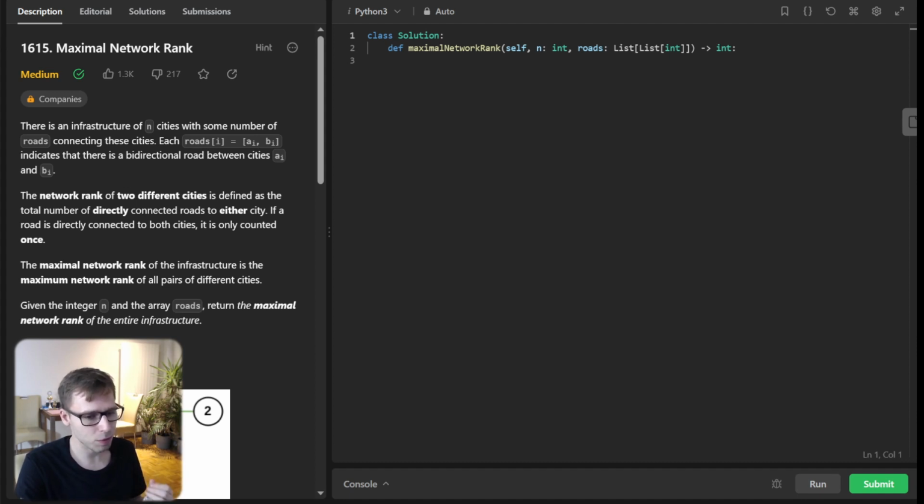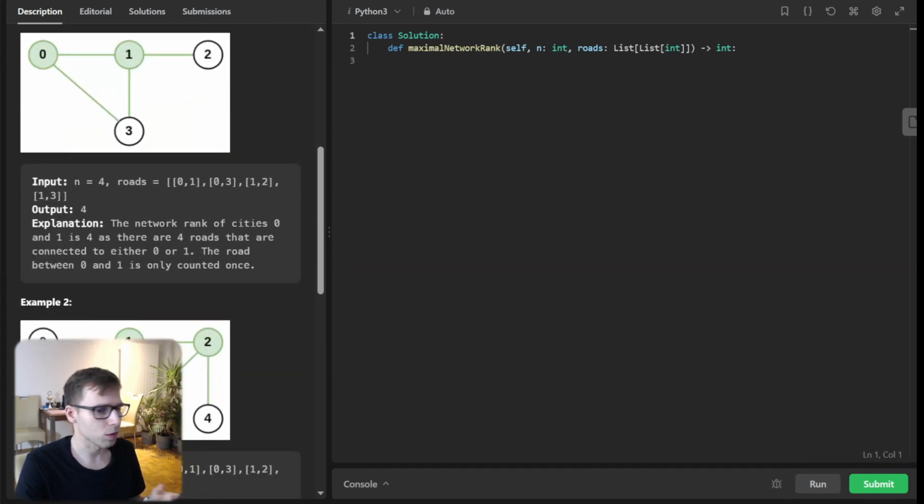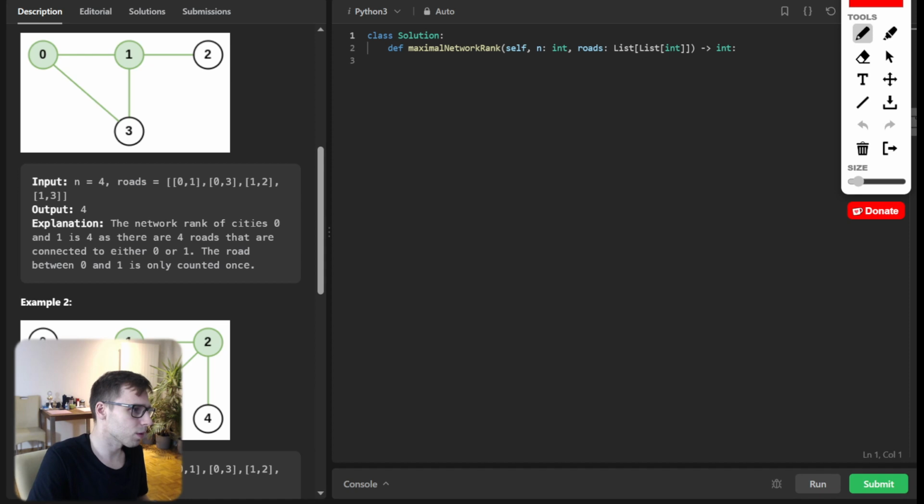All right, so let's first understand the problem. We are given a number n representing cities and a list of roads connecting those cities. Each city is represented by an integer index, and the goal is to determine the maximal network rank between two cities. The network rank of two cities is defined as the total number of directly connected roads to both cities. Given this example on the screen, the optimal solution is 4.